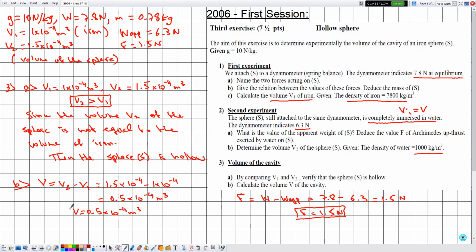So what does V represent? It's the volume of the cavity inside the sphere S. And by this we have finished solving this exercise.